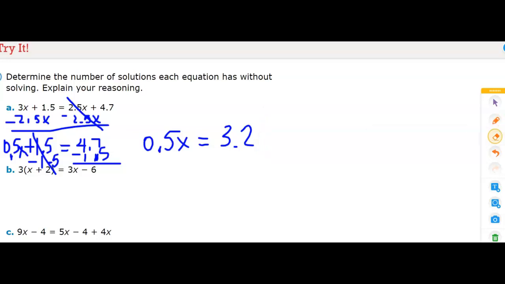And so in this case, because it's not equal on either side, there's not infinite solutions. So there's a unique solution for this problem. So there's only one solution. One solution for A. Now we are going to move on to B.